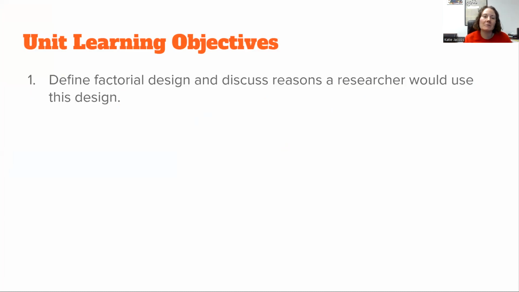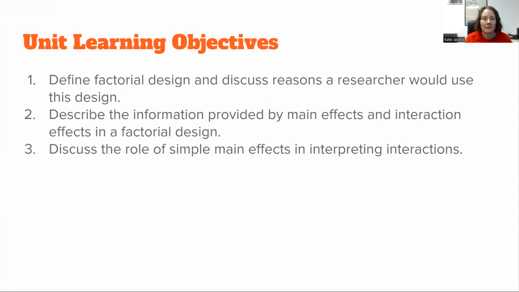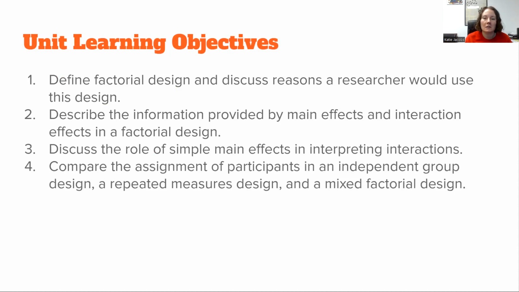All right, first I want you to be able to define factorial design and discuss reasons a researcher would use this design. I want you to be able to describe the information provided by main effects and interaction effects in a factorial design. I want you to be able to discuss the role of simple main effects in interpreting interactions. I want you to be able to compare the assignment of participants in an independent group design, a repeated measures design, and a mixed factorial design.